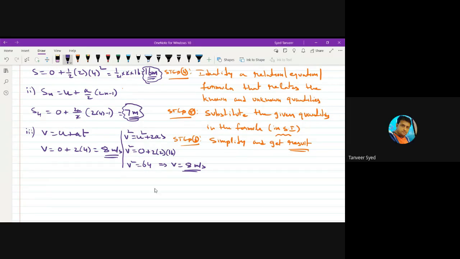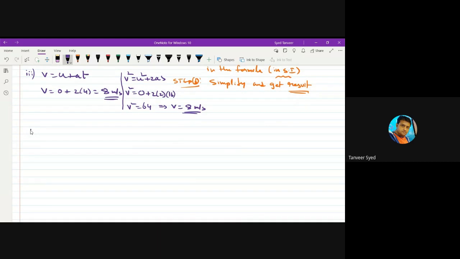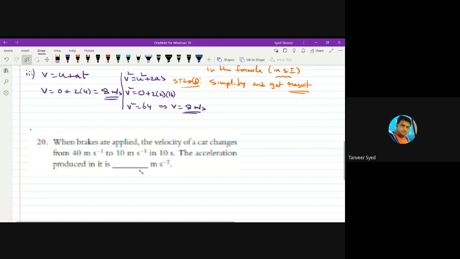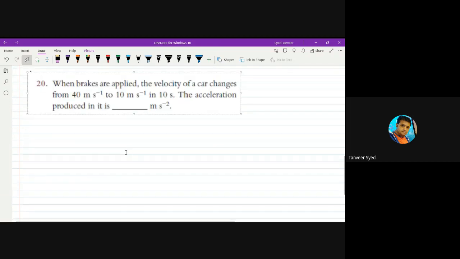Next question. You have to do this. When brakes are applied, the velocity of a car changes from 40 meter per second to 10 meter per second in 10 seconds. Acceleration produced in it is? Do this, all of you.